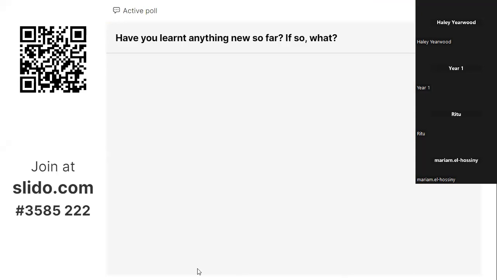So, have you learned anything new so far? And if so, what? I'm going to just let you know that the link is in the chat box, or if you have your phone, you can just scan that QR code in the corner. Or you can go to slido.com and put the number there that's underneath the hashtag, which is 3585 and then 222, for those of you that might not be able to see the screen. You can go to slido.com and then the hashtag is 3585222.